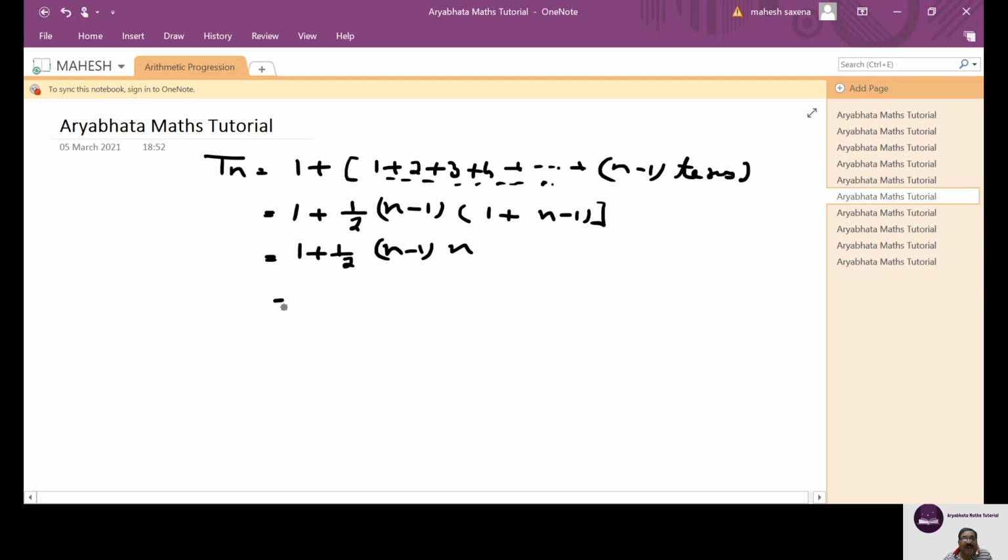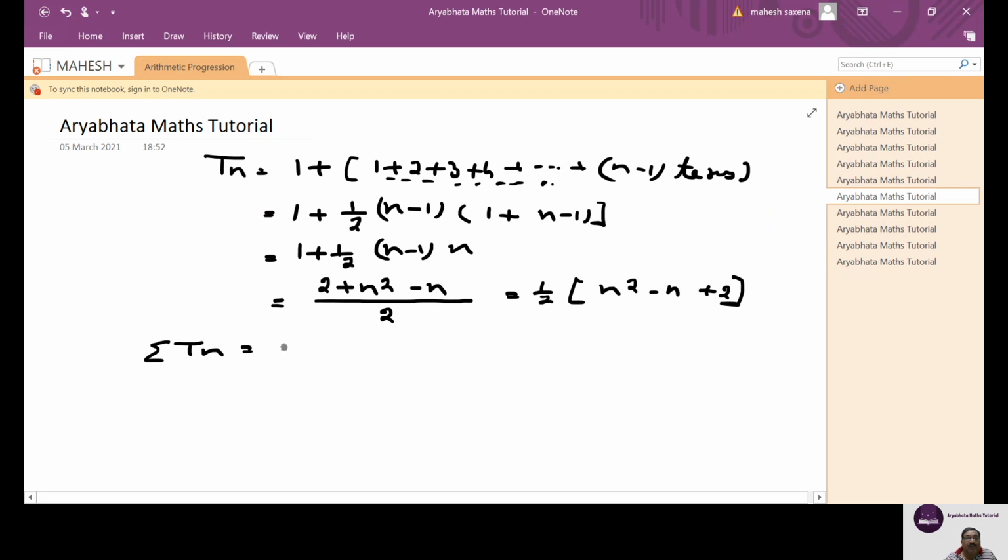We are taking LCM here. 2 is the LCM. Therefore, it is 2 plus n square minus n. That is 1 by 2, n square minus n plus 2. Therefore, sum of n terms will be sigma Tn is equal to 1 by 2 sigma n square minus sigma n plus 2 sigma 1.